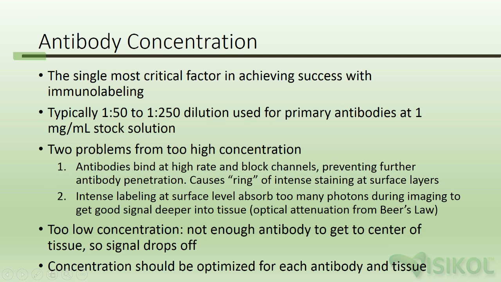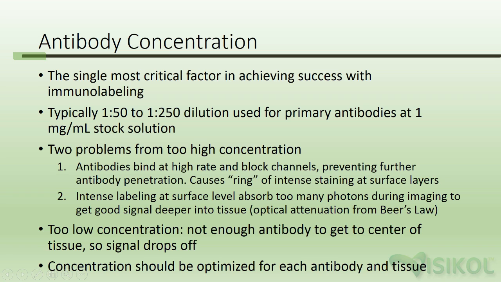Antibody concentration. The most critical factor for achieving success with immunolabeling is the antibody concentration. Typically, good results are obtained using 1:50 to 1:250 dilution for primary antibodies that come in a 1 mg per ml stock solution.